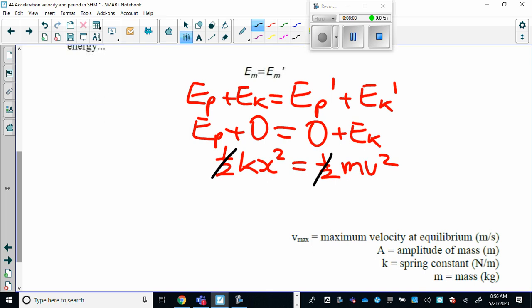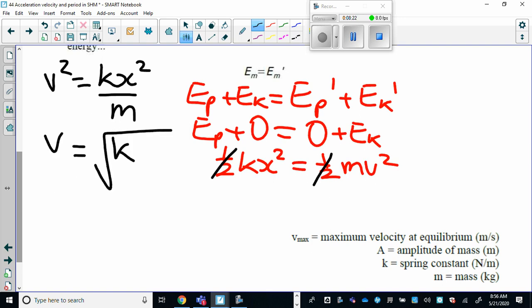And I'm just going to do it over here. And therefore, the velocity squared equals kx squared over m, and therefore the velocity equals the square root of kx squared over m.